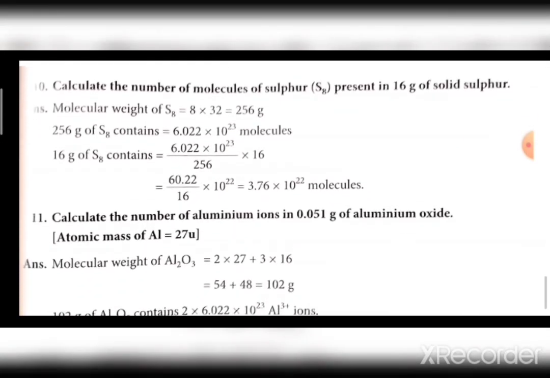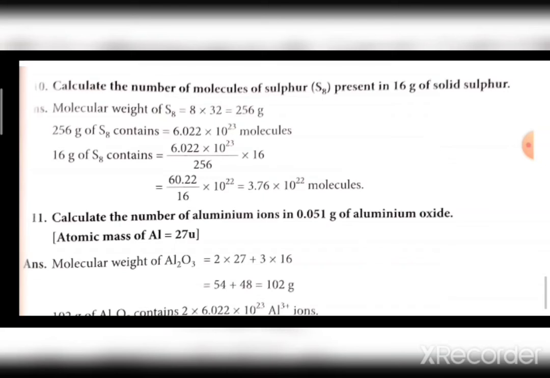Next question, calculate the number of molecules of sulfur acid present in 16 gram of solid sulfur. So here we have to calculate the molecular weight first. 8 multiply 32. 32 is the atomic mass of sulfur. Then 256 will be the total weight. 256 gram of acid contains 1 mole, that is 6.022 into 10 raised to the power 23 molecules.